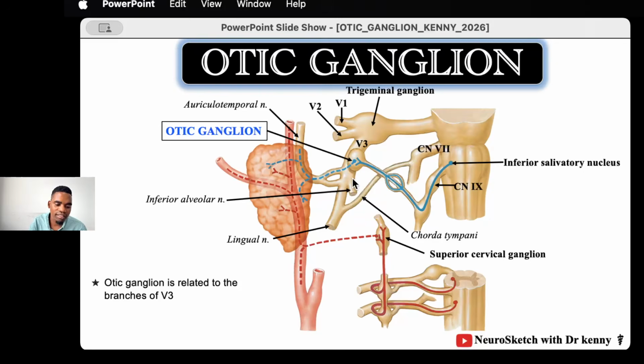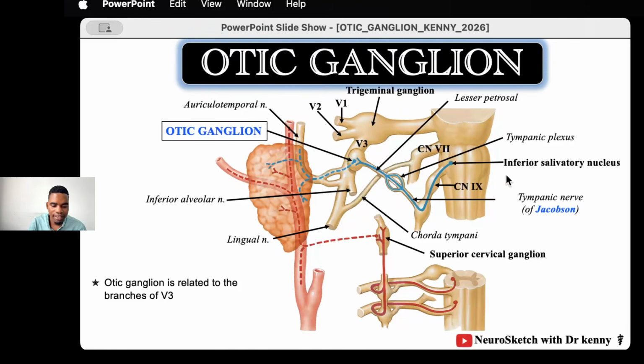What is a very, very important branch of V3 that we're going to discuss today? That's going to be your auriculotemporal nerve. You can never forget the auriculotemporal nerve, especially for this discussion today. Please note that the Otic ganglion is related to the branches of V3, and this is why we are emphasizing it here. But through cranial nerve number 9, the glossopharyngeal nerve, coming all the way from the inferior salivatory nucleus, it's going to supply the salivary glands.